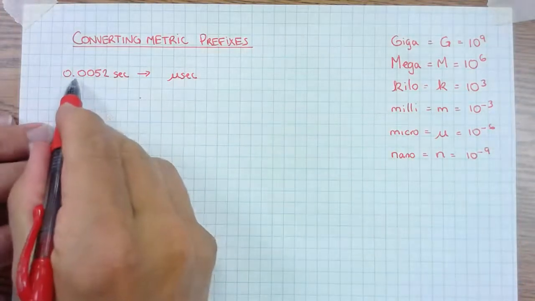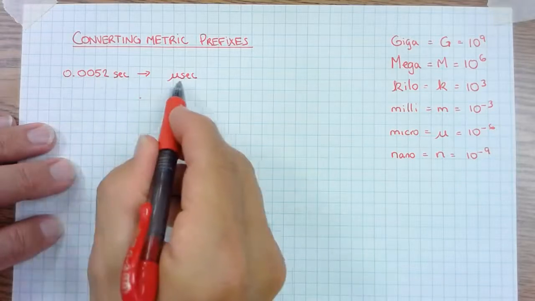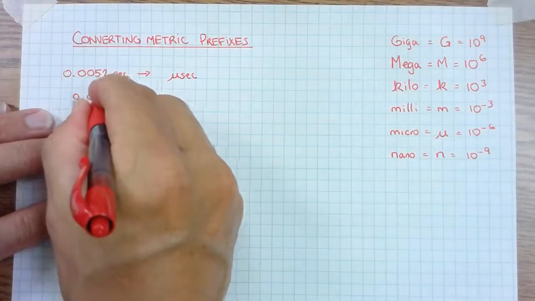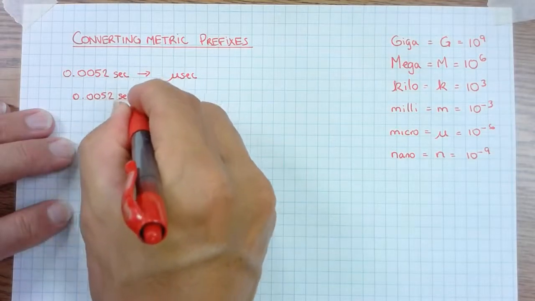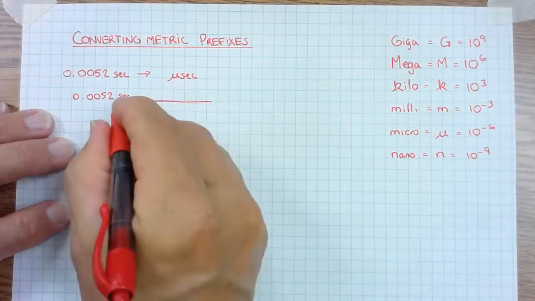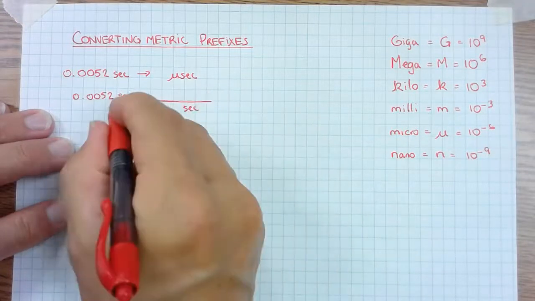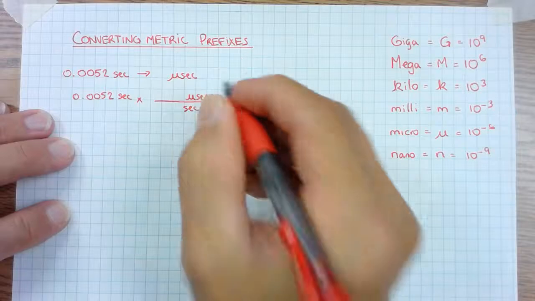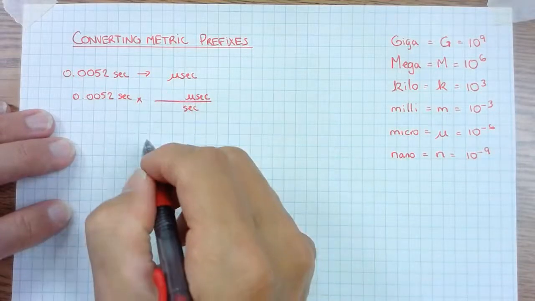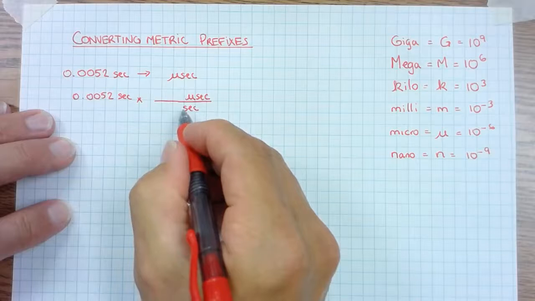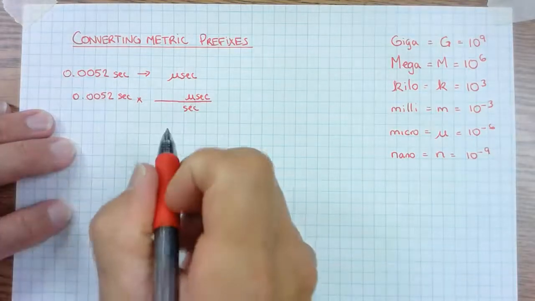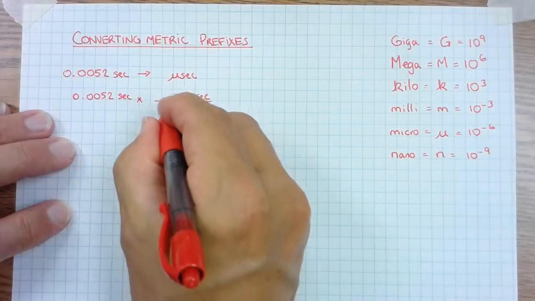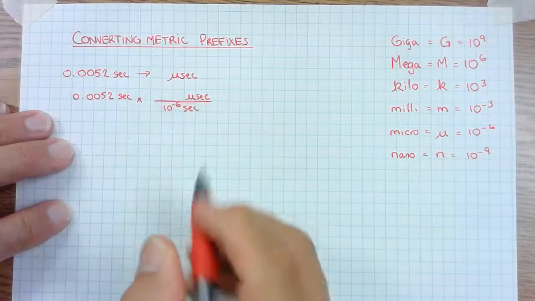So when you encounter a problem like converting 0.0052 seconds to microseconds, we're going to start with 0.0052 seconds, and we're going to multiply by a conversion factor. We need seconds in the denominator because seconds is in the numerator here, and we need microseconds in the numerator. Now the conversion factor always has to equal 1. The top and the bottom have got to be equivalent so that when you multiply a number by it, it doesn't change its value. So since the numerator already has a microsecond in it, we're going to put 10 to the negative 6 in the denominator.